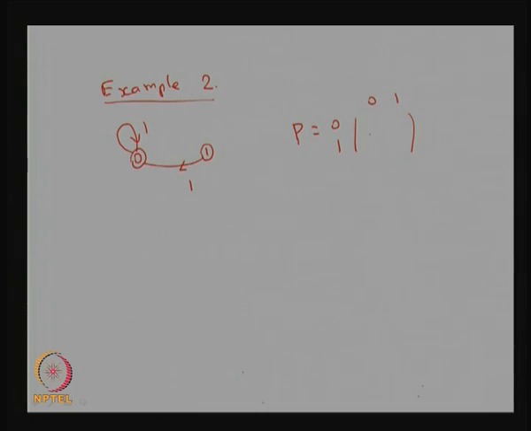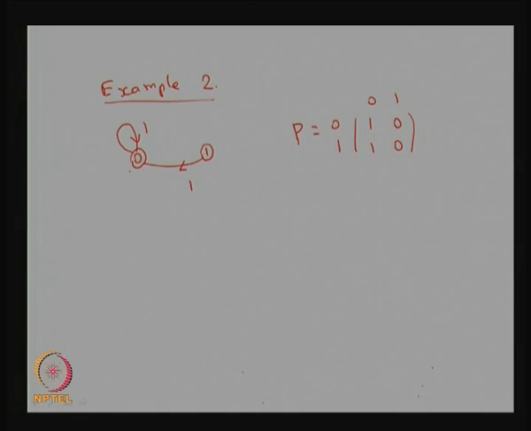So, 0 to 0 in one step, that probability is 1, 0 to 1 is 0, 1 to 0 is 1, 1 to 1 is 0. You can verify whether this is a stochastic matrix, because each element lies between 0 and 1 and the row sum is 1, therefore, this is a stochastic matrix. So, both are equivalent, the state transition diagram and the one step transition probability matrix are one and the same.